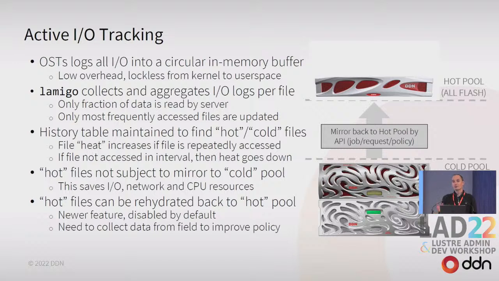And conversely, you can have a file that has been mirrored to your disk pool, and then for any reason it becomes hotter. In this case, you could imagine that it would be nice, in order to improve the application's performance, to automatically mirror this file back to your flash pool. This is a newer feature. It's still disabled, because there is still some work needed on the fine-tuning, to find the best parameters to decide which files to mirror back automatically.